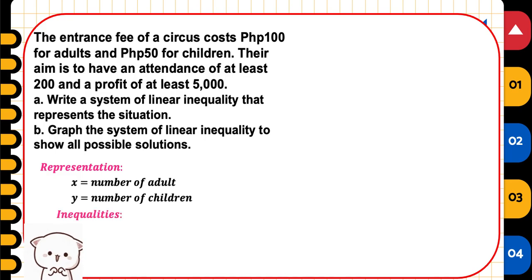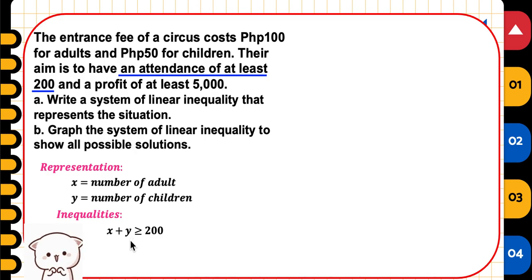So for our inequalities, the first one will be on the statement an attendance of at least 200. If we talk about attendance, definitely we are looking for the number of people. So what we are going to do is to add the number of adults and the number of children, and it should be greater than or equal to 200. So therefore, the first inequality is x plus y is greater than or equal to 200 because x will be for the number of adults and y will be for the number of children.